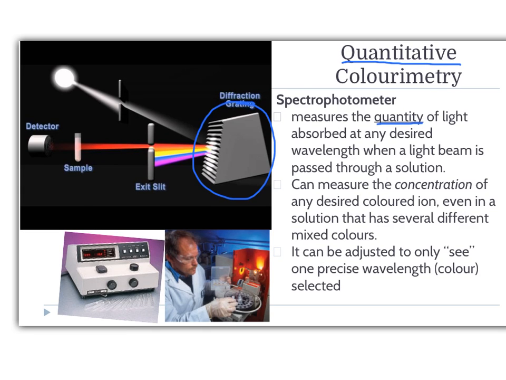We can then pass that certain wavelength, which in this example, red was chosen, through a sample, and we can detect how much of that color is actually getting through. What this will do is let us measure the concentration of any desired ion that we want, even if the solution has lots of different colors mixed up. This is what a spectrophotometer would actually look like. And this man right here is using an atomic absorption spectrophotometer, which is one that's used in a flame test.